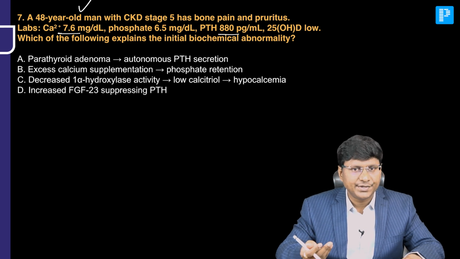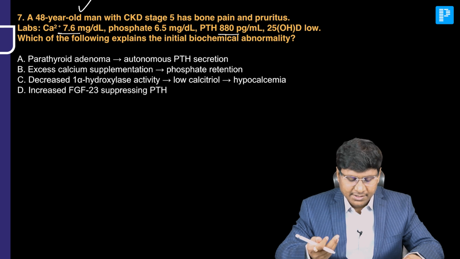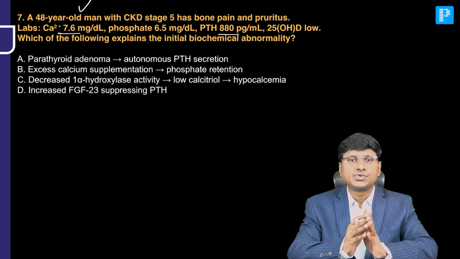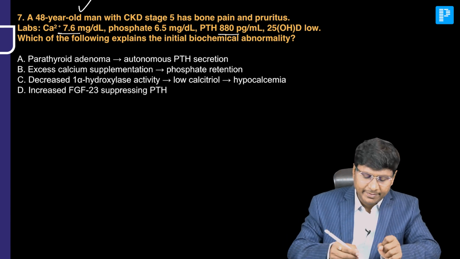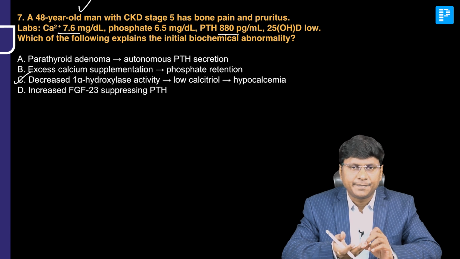The options are parathyroid adenoma, second option excess calcium supplementation causing phosphate retention, third option decreased 1-alpha hydroxylase activity, low calcitriol causing hypocalcemia, increased fibroblast growth factor suppressing the parathormone. So in patients with chronic kidney disease, there will be decrease in 1-alpha hydroxylase activity, because your proximal convoluted tubule is the place where you have 1-alpha hydroxylase, and in chronic kidney disease, your PCT is damaged.